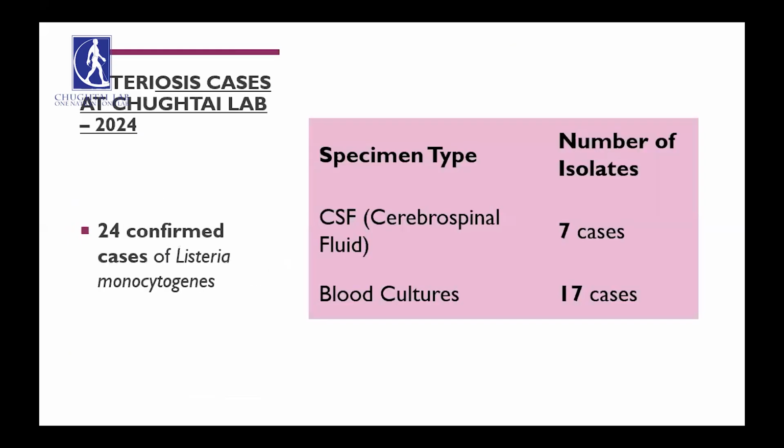So these are local cases of listeriosis at Chughtai Lab in 2024. 24 confirmed cases of Listeria monocytogenes were detected. 7 were isolated from CSF and 17 were isolated from blood cultures.